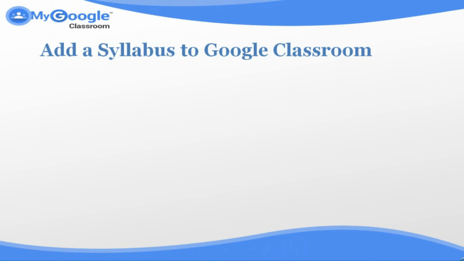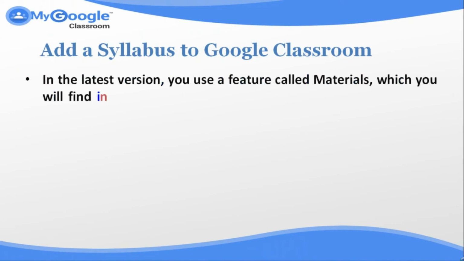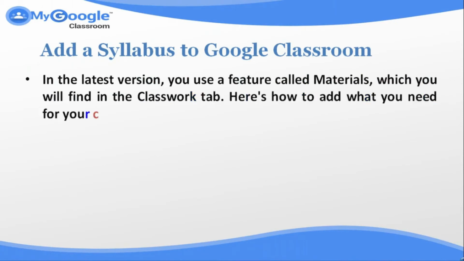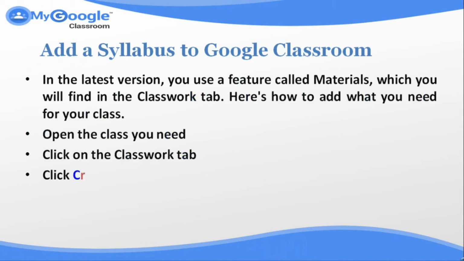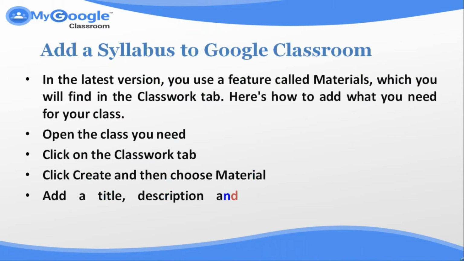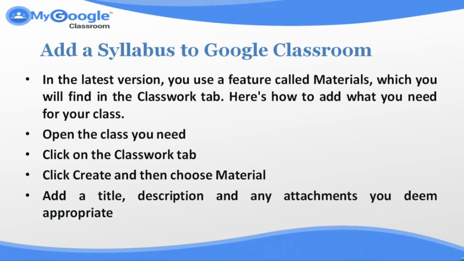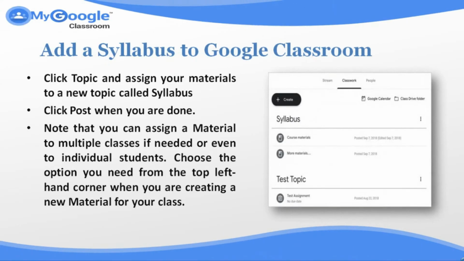Add a syllabus to Google Classroom. In the latest version, you use a feature called Materials, which you will find in the Classwork tab. Here's how to add what you need for your class. Open the class you need. Click on the Classwork tab. Click Create and then choose Material. Add a title, description, and any attachment you deem appropriate. Click Topic and assign your materials to a new topic called Syllabus. Click Post when you're done.